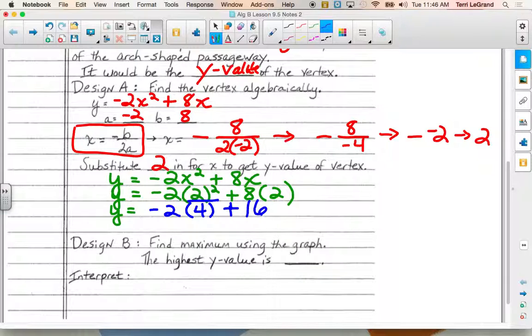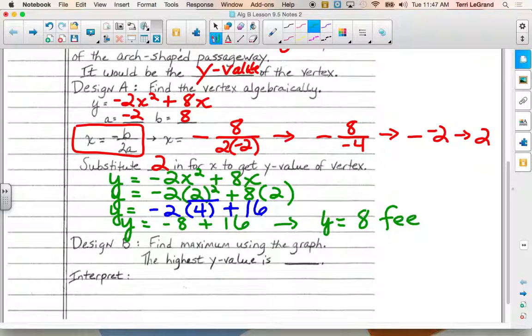Okay, so we're gonna have y equals -8 plus 16. What is that? 8. So the y value of our vertex is +8. Okay, 8 what? What do you think that is, 8 what? Feet. Okay, so let's put that right behind it.